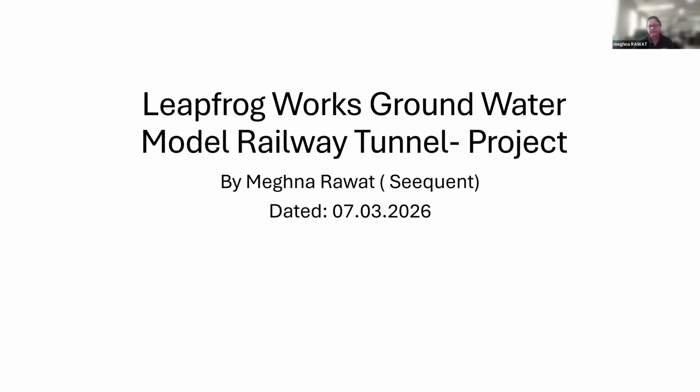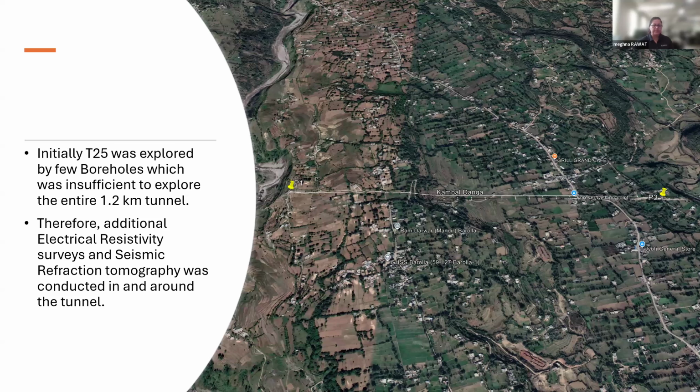Leapfrog is a dynamic software which works based on fast radial basis functionality, which means it creates the best fit geological surfaces based on the available data. And it also updates the 3D model on its own as and when new data comes in. That's why it is a dynamic software. Today, I will demonstrate a Leapfrog Works 3D model for a railway tunnel project. This railway tunnel project is in J&K, and it's a part of the Jammu-Udhampur rail link. This is tunnel number 25.